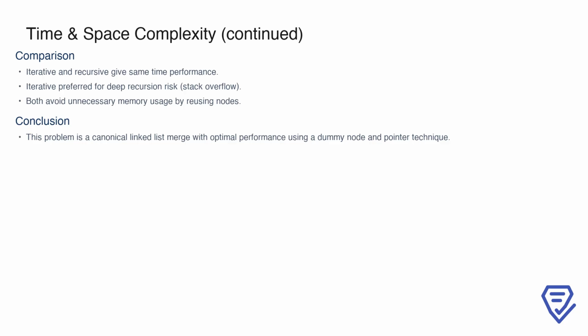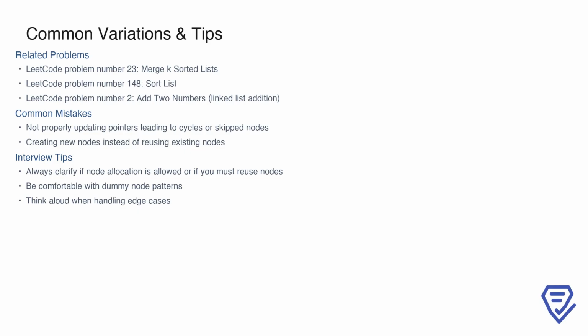In conclusion, merging two sorted lists this way is a foundational pattern that underpins more advanced linked list problems, and this solution is both efficient and robust. Let us finish with some common variations, pitfalls, and practical tips for LeetCode problem number 21 and similar problems. This merging pattern appears in more complex scenarios, such as merging k sorted lists, and problems like LeetCode problem number 23, or as part of linked list sorting routines like problem number 148.